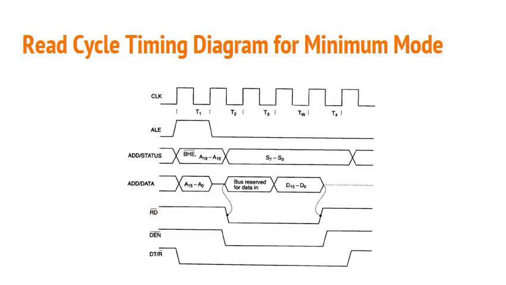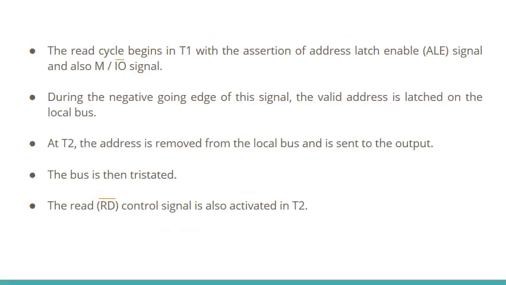Now let's look into the read cycle timing diagram for the minimum mode operation of 8086 in detail. As we can see from the figure, the read cycle of 8086 consists of 4 clock pulses, T1, T2, T3 and T4, and 1 intermediate wait cycle TW. This complete cycle of clock pulses from T1 to T4 and the intermediate TW state make up 1 read cycle of 8086.